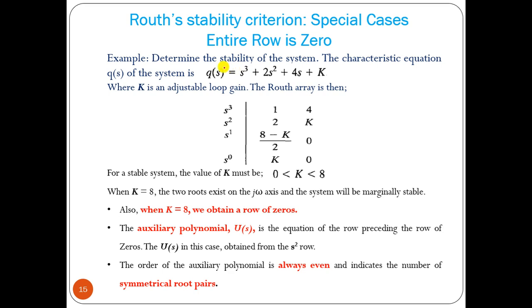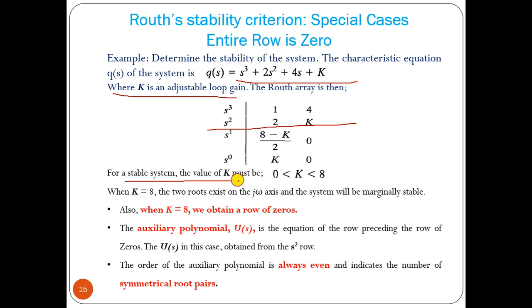Okay, now determine the stability of the system. The characteristic equation is given this way. We have to find out stability, that means the range of k. So we can solve this problem, where k is an adjustable loop gain. Okay, so 1, 4, k, so it will be (8 minus k) by 2, and this into k minus 0 by this, so it will be k.